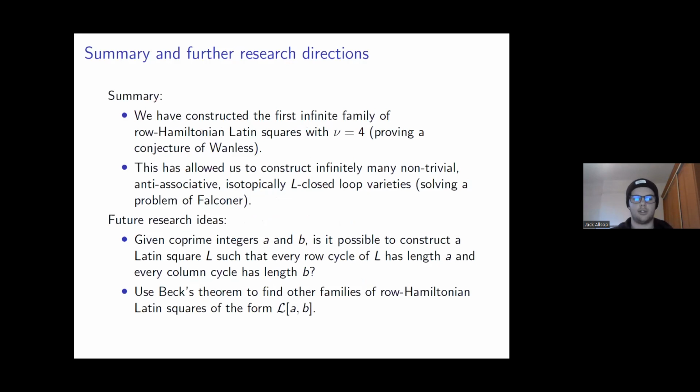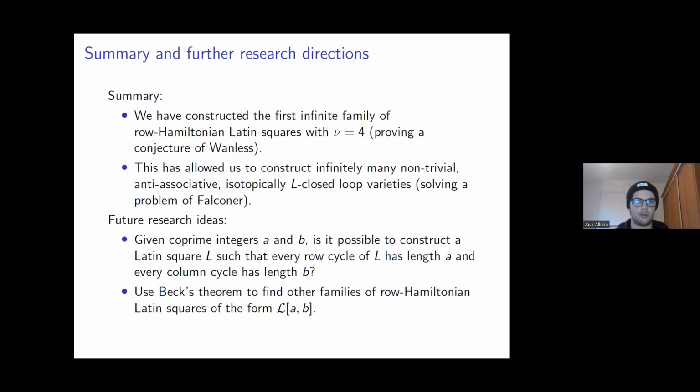All right, so just to summarize, we constructed the first infinite family of Latin squares with nu = 4, proving a conjecture of Wanless, and this allowed us to construct infinitely many non-trivial, anti-associative, isotopically L-closed loop varieties, solving the problem of Falconer. And this gives us some ideas for future research. So to solve Falconer's problem, we needed to construct a Latin square such that every row cycle had length P and no column cycle had length P.